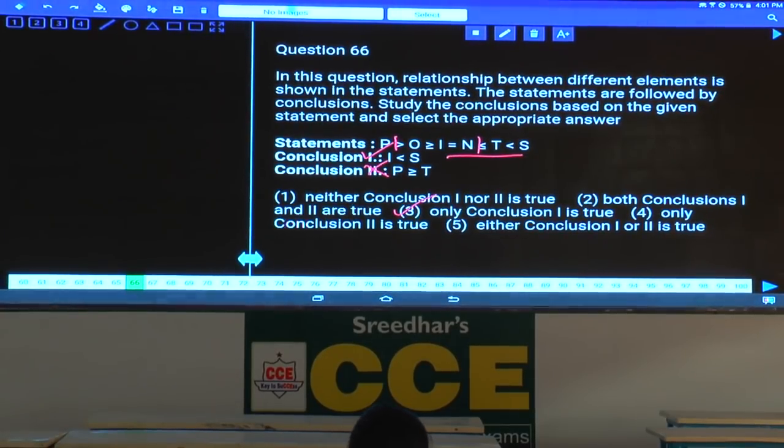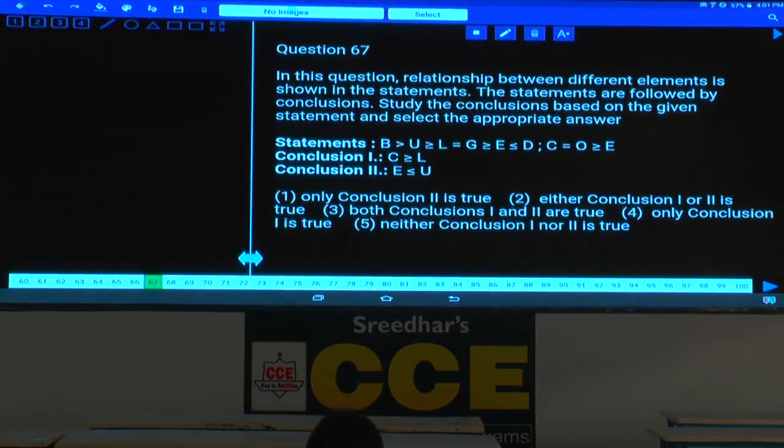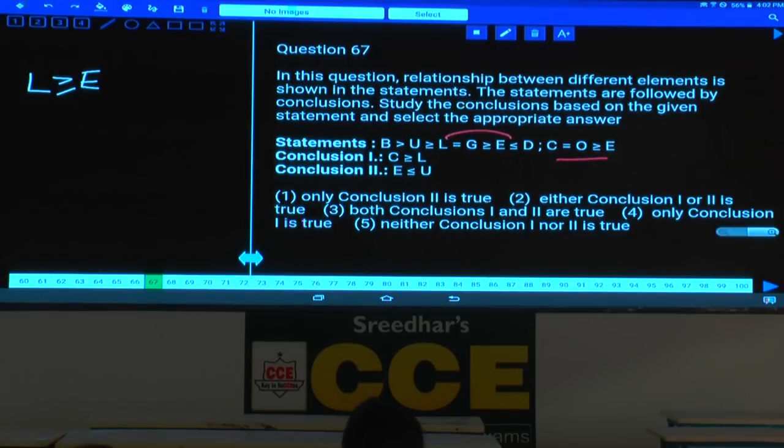Then coming to question number 67. Now C greater than or equals to L. Now the relation between L and C, what is the element which is common between these two? C is common. As C is common here, C is greater than or equals to E, isn't it? Now the relation between L and E, L greater than or equals to E between these two.